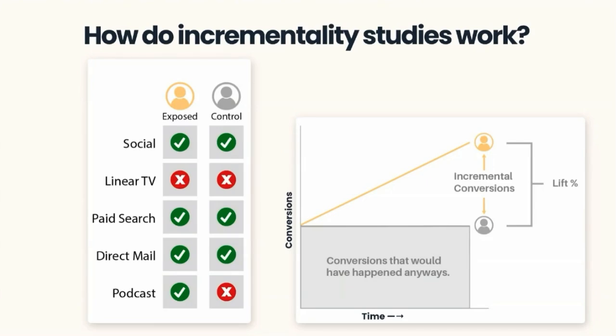And when you see that yellow line go up and to the right, those are the number of conversions that are over and above that gray box or that noise. So quite literally, if I take the peak of that yellow line, which is an X number of conversions, and I subtract the gray box from it, then what I'm left with is the incremental conversions that are associated with the campaign that's being measured. So that's the gist of how incrementality studies work, super high level.